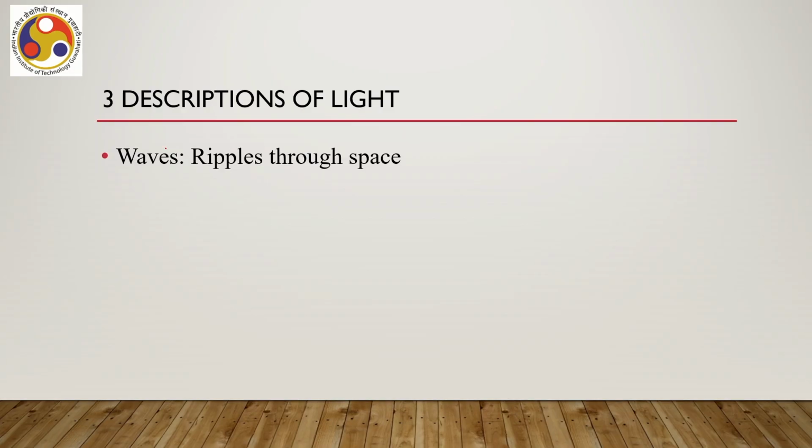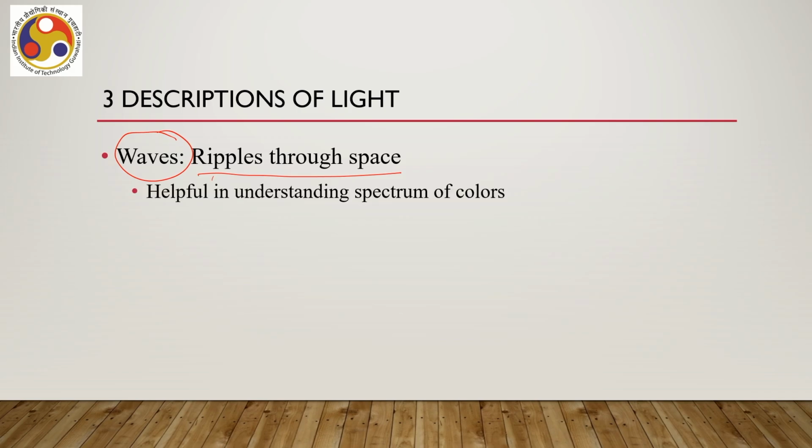Another way of describing light is in the form of waves, which are ripples through space. Now, this description is helpful in understanding the spectrum of color. So, what we generally call color, to explain the idea of that color, we can explain that in terms of light as wave rather than light as particle.